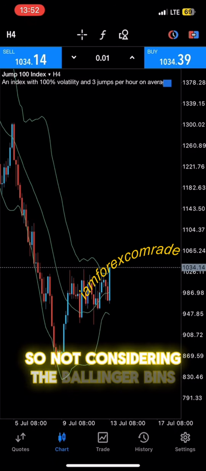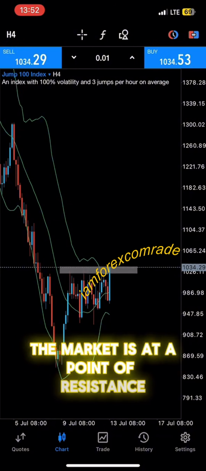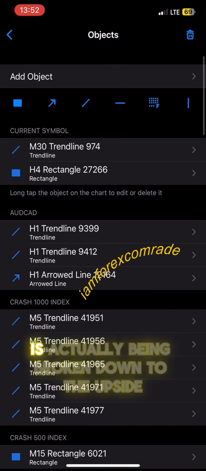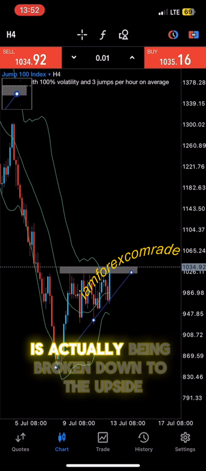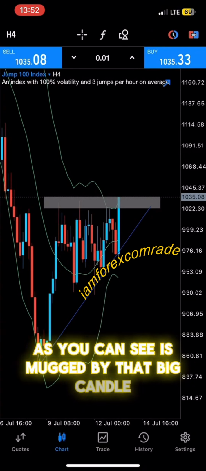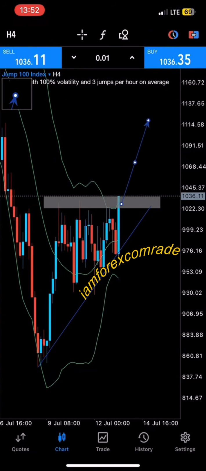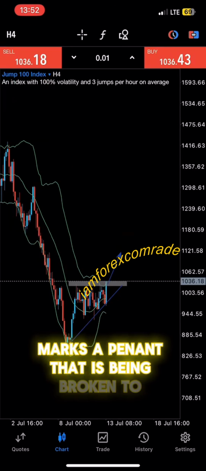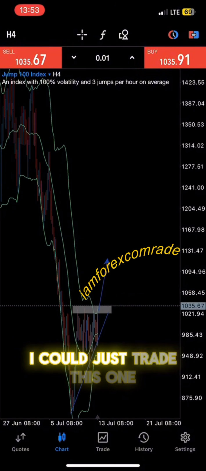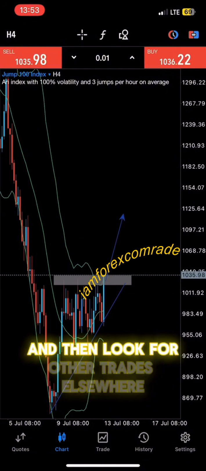So not considering the Bollinger Bands, the market is at a point of resistance. This point of resistance is actually being broken to the upside, as you can see, marked by that big blue candle. This candle marks a pennant that is being broken to the upside. With this small account, I could just trade this one, collect as much profit as I can, and then look for other trades elsewhere.